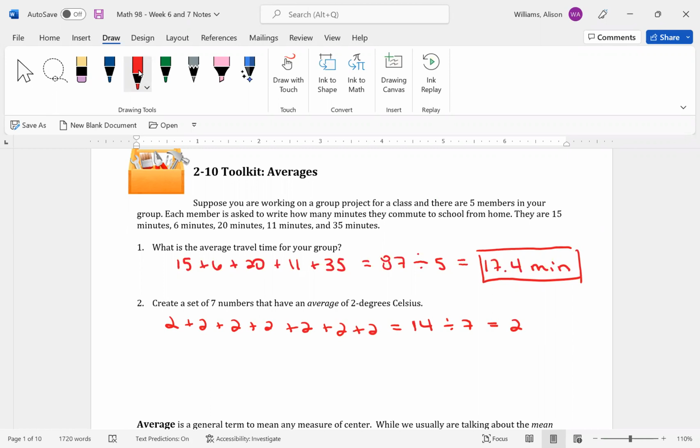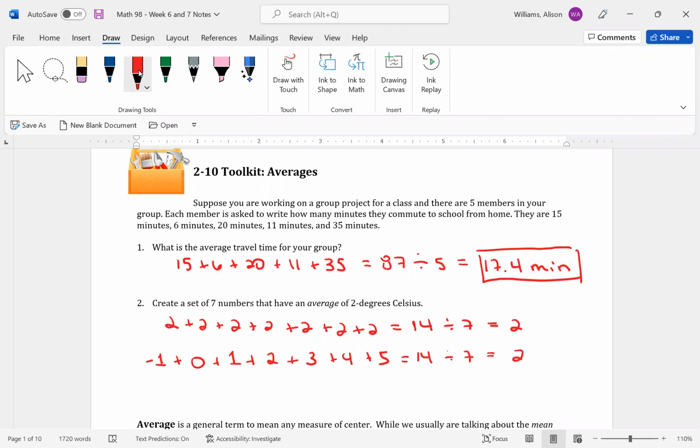So a more creative way would be to start with 2 and then go 1 up and 1 below, right? So averaging 1, 2, and 3, and then 1 up and 1 below, and then 1 up and 1 below. Now that's a literal negative because we're talking about temperature, and you can have negative temperature. And if I were to add these numbers together, -1 plus 0 plus 1 plus 2 plus 3 plus 4 plus 5, that comes out to 14 again. And when I divide that by 7, I get 2.